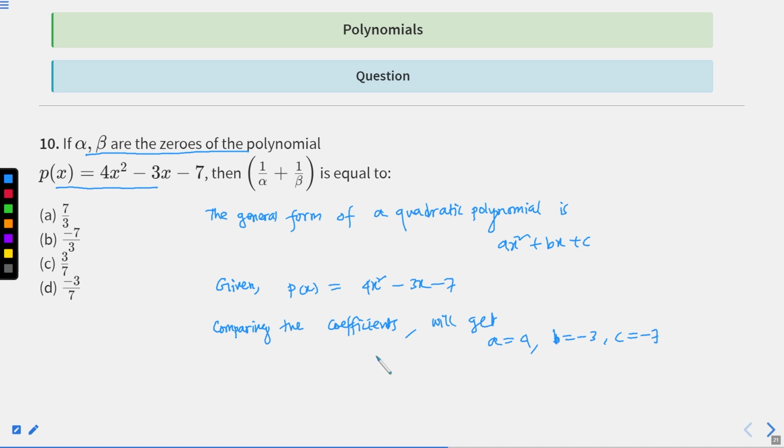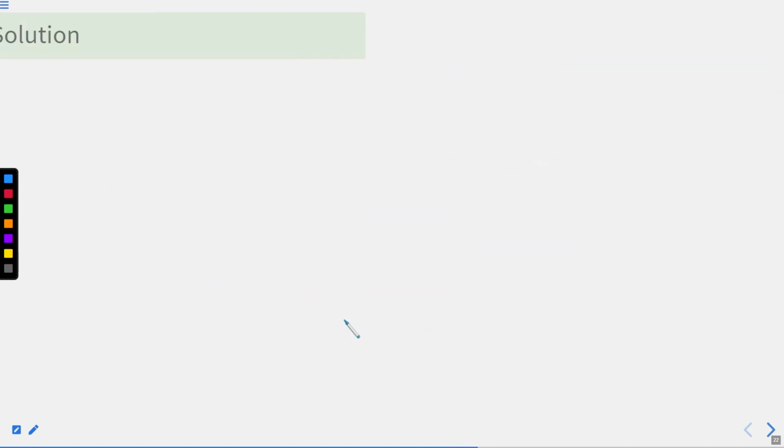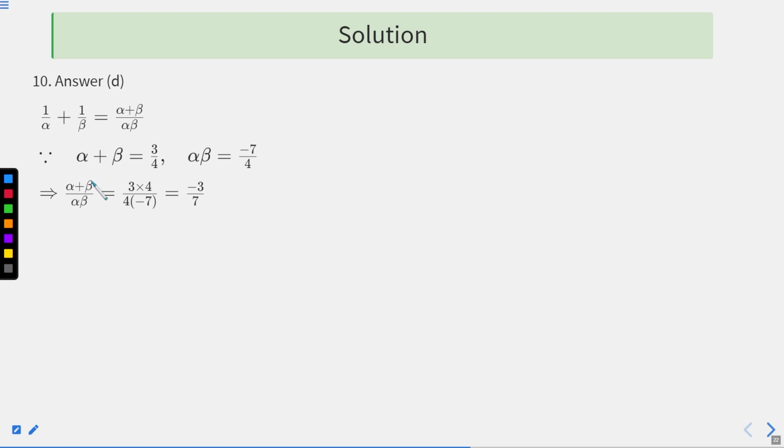Okay, so we know the sum of its zeros, that is alpha plus beta, is equal to minus b upon a. Using this concept, alpha plus beta is equal to minus the coefficient of x divided by the coefficient of x squared, that is alpha plus beta equal to 3 upon 4. Okay, and the product of its zeros, alpha times beta, is equal to the constant term divided by the coefficient of x squared. Here the constant term is minus 7 and the coefficient of x squared is 4.